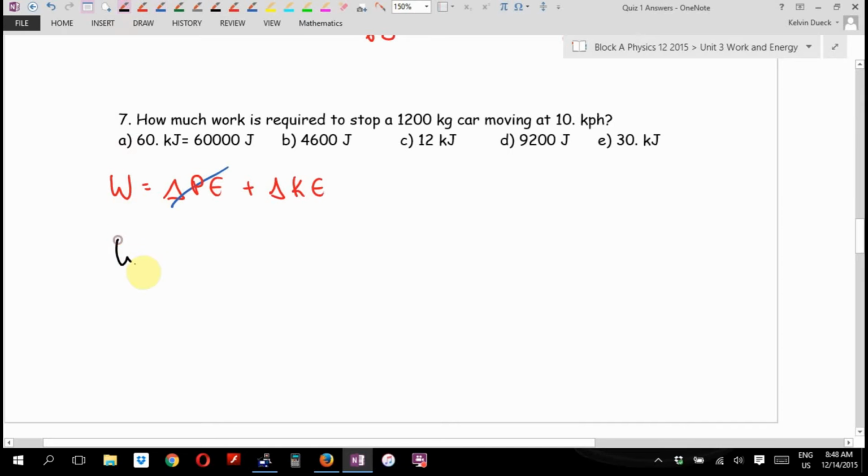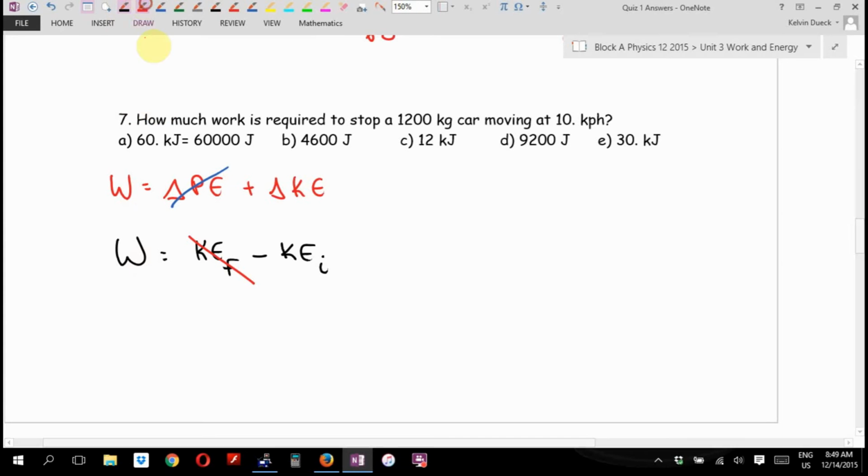So I think I'm going to go work equals KE final minus KE initial. And I think I can safely say that because it says it's going to come to a stop. It's going to give me a negative work, but friction is also acting in the opposite direction. Really, the negative is just telling me I'm losing energy. How much work is friction doing? I'm going to give the positive scalar answer, I think. They just want the magnitude.